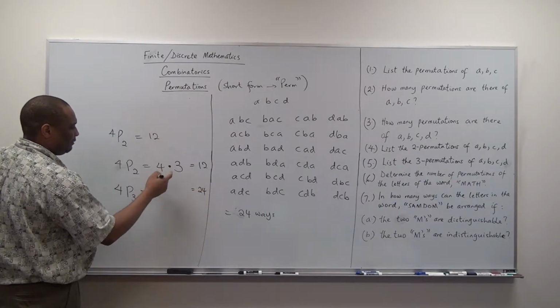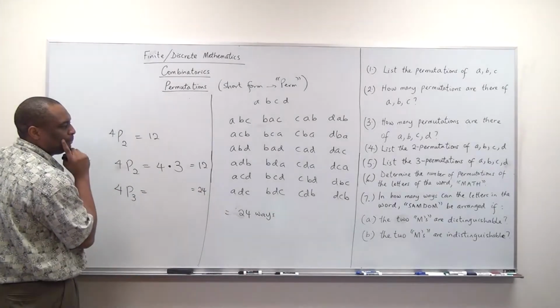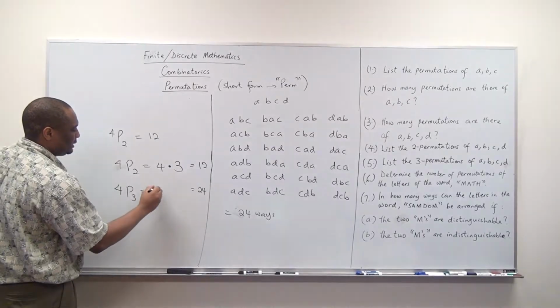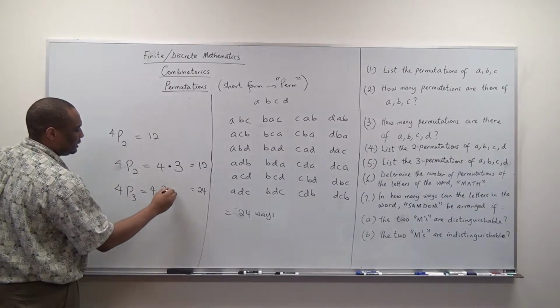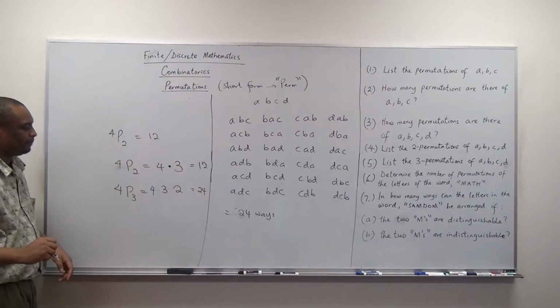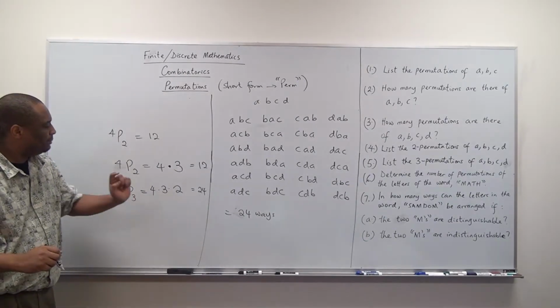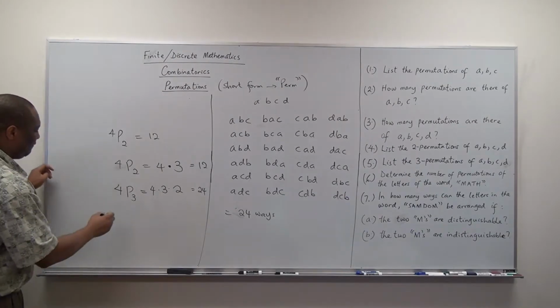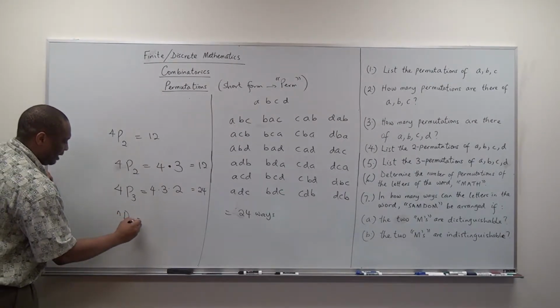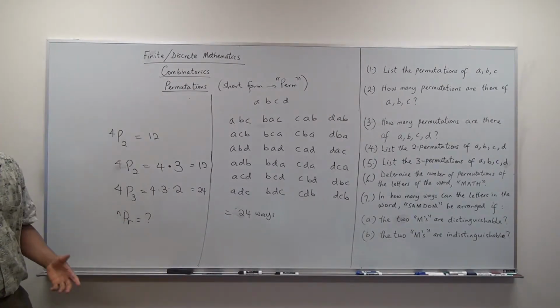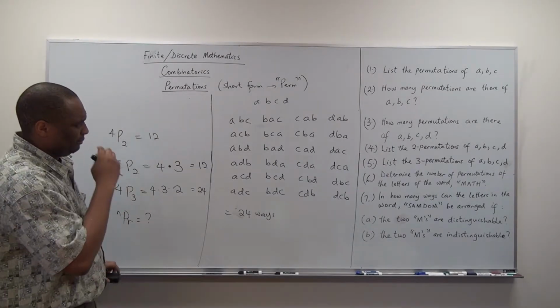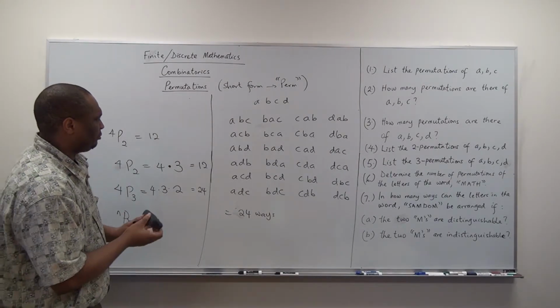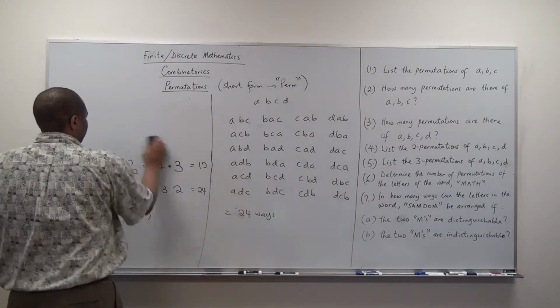Of course, the first can be arranged in 4 ways, the second in 3 ways, and the third in 2 ways. So that gives you 4 times 3 times 2, which is 24. Let's now find a formula for n perm r, since we've gotten this. So, can I erase?